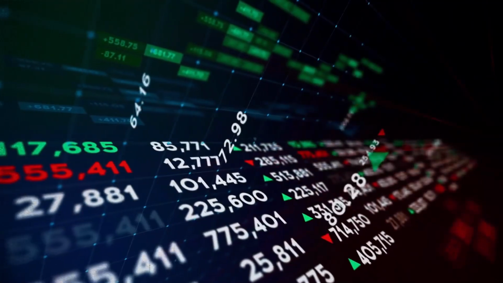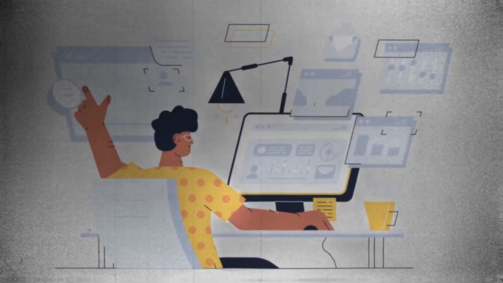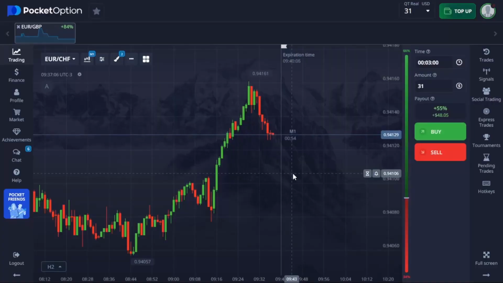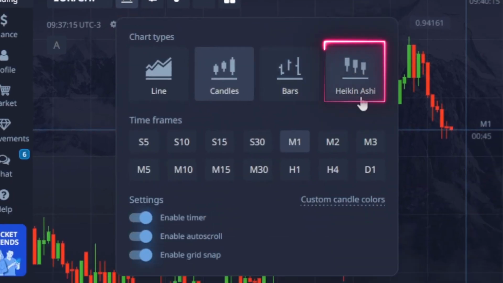We use the financial market as reference and apply the concepts of Hand of God, combined with another indicator. For those unfamiliar, the Hand of God is a strategy with two averages and Heikin Ashi candles. We will configure the settings and use Heikin Ashi candles right here and set the time frame to M1.